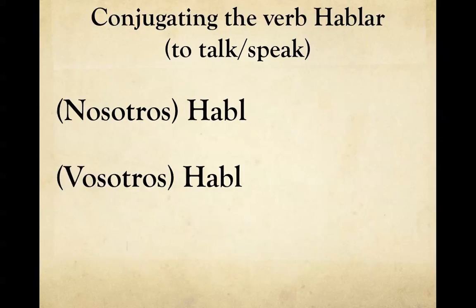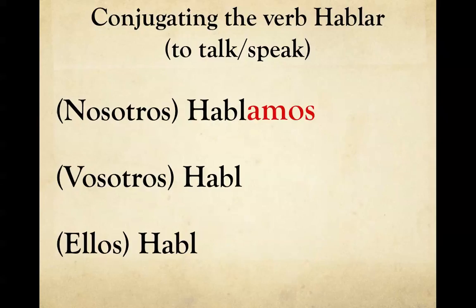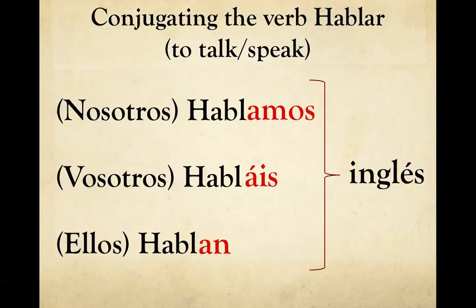Nosotros, vosotros, and ellos. Okay, so the nosotros form ends with amos, the vosotros form áis, and the ellos form an. So we have nosotros hablamos, vosotros habláis, or ellos hablan inglés. So all we have to do is add what language we speak, and there we have a sentence, yeah? Okay.